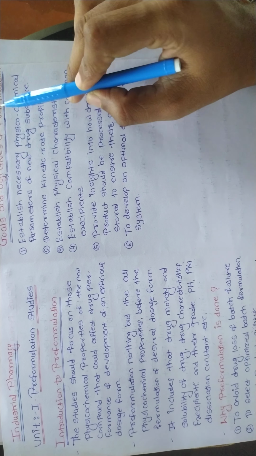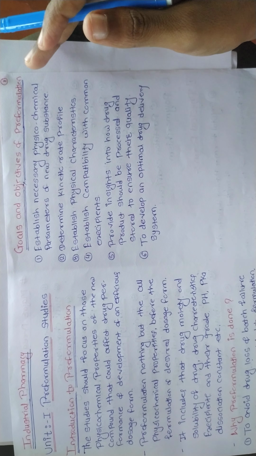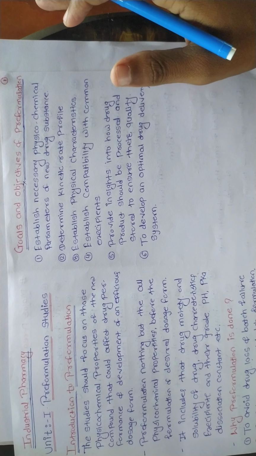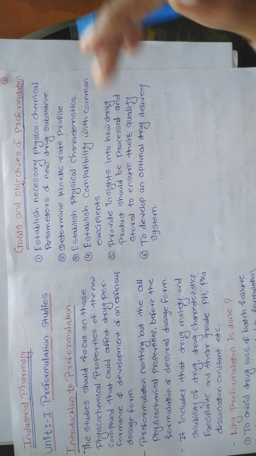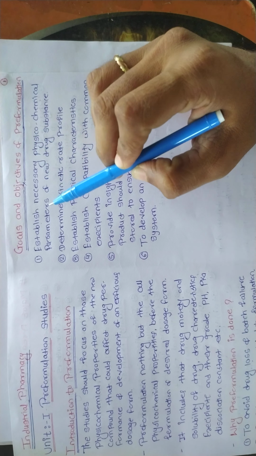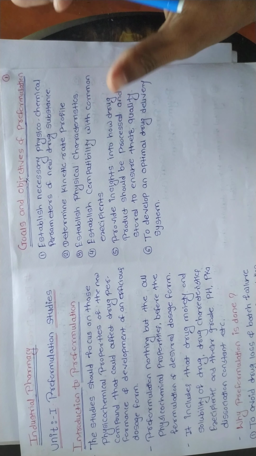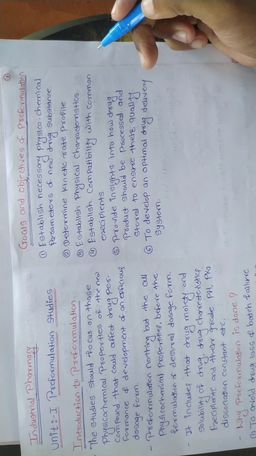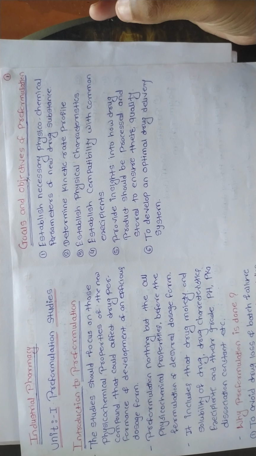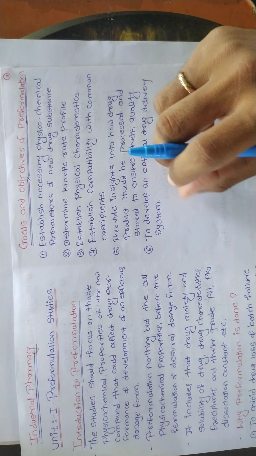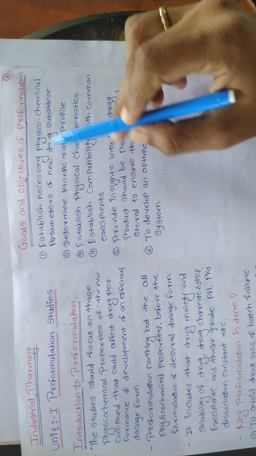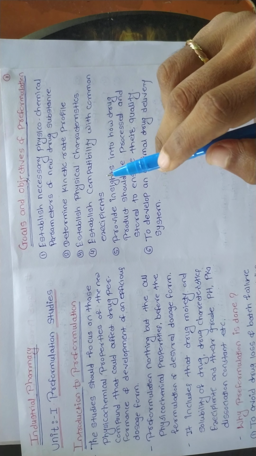After that, goals and objectives of pre-formulation. What are the goals and objectives of pre-formulation? First, establish the necessary physicochemical parameters of a new drug substance. To establish means to determine the physicochemical properties and parameters of the drug, the active chemical moiety and the grade of excipients. First of all we can check their pH, dissociation constant, kinetic parameters and other physicochemical parameters, such as solubility.